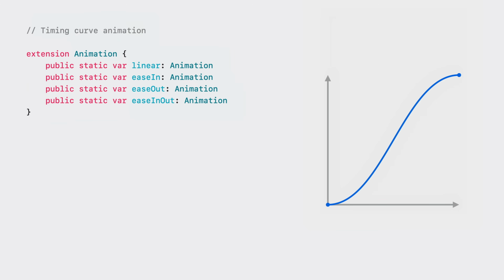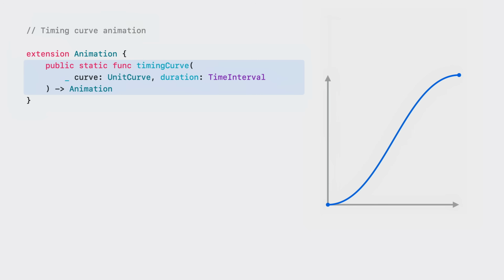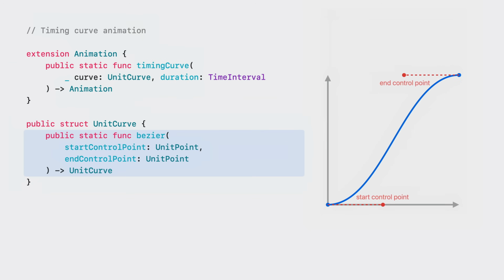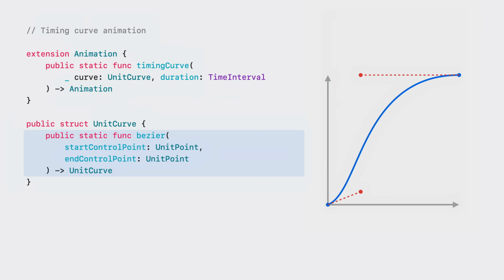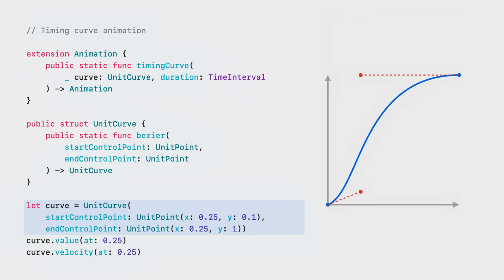Time and curve animations are likely the category of animation you're most familiar with. For example, ease in out is a time and curve animation. All time and curve animations take a curve, which defines the speed of the animation, and a duration. A timing curve can be created using Bezier control points. By adjusting the start and end control points, you change the initial and final velocity of the animation. The unit curve type can be used standalone to calculate the value and the velocity at a relative point between 0 and 1.